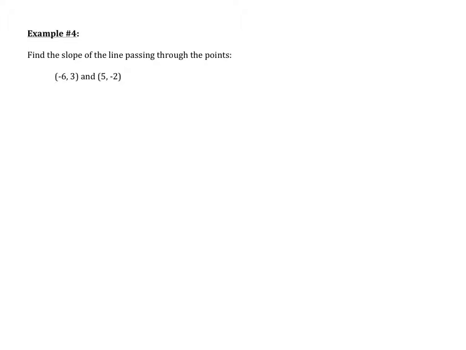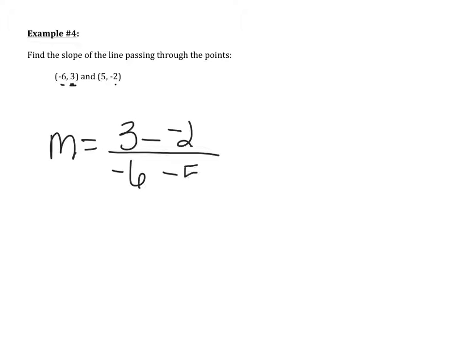y2 minus y1 over x2 minus x1. So remember, whatever y value I start with, I have to start with that same x value in the denominator. This time, let's start with the 3. So if I start with this 3, it'd be 3 minus the other y value, which is -2. Since I started with this 3, I'm going to start with the -6 in the denominator. So -6 minus 5. Simplifying this, 3 minus -2 is 3 plus 2, so I get 5. And -6 minus 5 is -11.